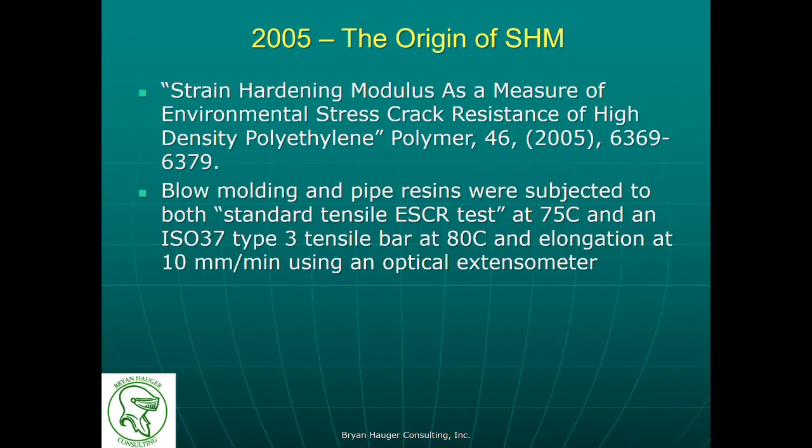The origin of the current test method, ISO 18488, comes from this 2005 publication by researchers from SABIC and DSM, who proposed the use of the slope of the stress strain curve above the natural draw ratio and termed it the strain hardening modulus. The paper showed that strain hardening modulus was useful as an index of the ESCR performance of polyethylene. It is worth noting that all tensile tests were conducted using an ISO 37 Type 3 tensile bar in an elevated temperature test frame at 10 millimeters per minute extension rate using an optical extensometer.